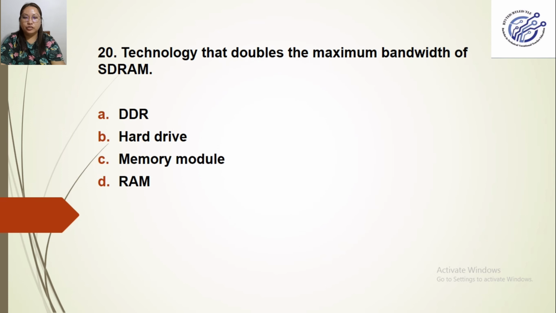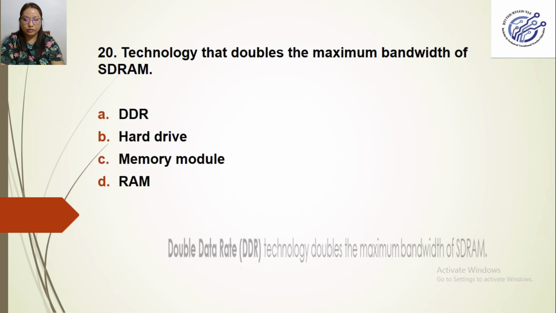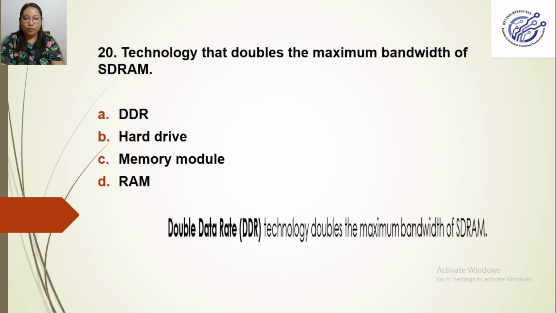20. Technology that doubles the maximum bandwidth of this drum. So ito kanina, palagi na siyang lumalabas. So diretso na din tayo sa ating sagot. Double data rate or the DDR is the technology that doubles the maximum bandwidth of our DRAM. So our number 20, ang sagot po natin is letter E, DDR.